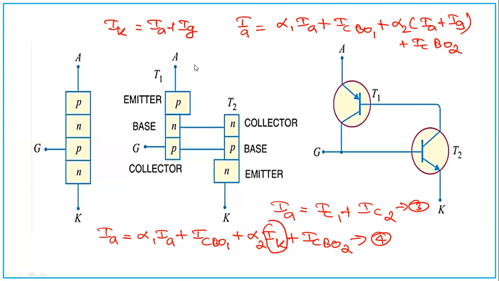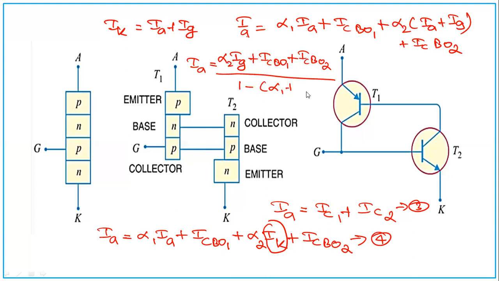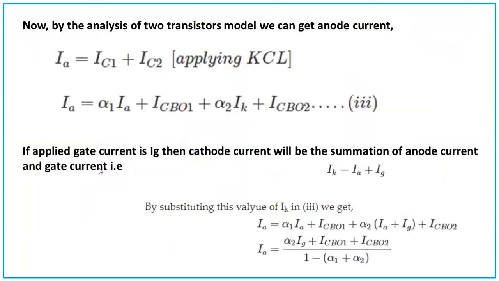So finally, what will be the equation? IA is equal to alpha 2 IG plus ICBO1 plus ICBO2 divided by 1 minus alpha 1 plus alpha 2, that is IA, that is the anode current. So what do you conclude from here? The same thing which we have explained now.